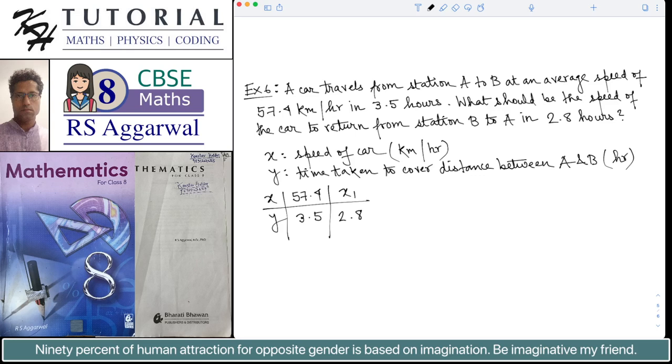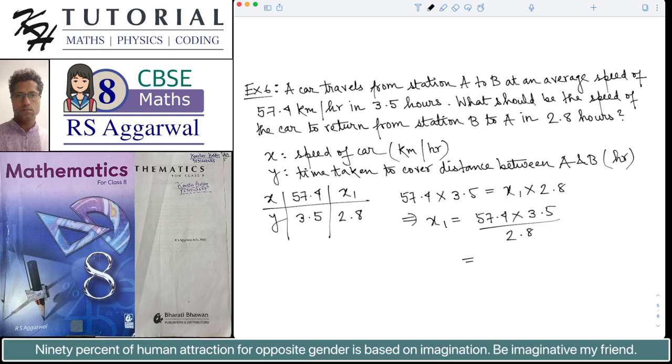So clearly we know that since the quantities x and y are varying inversely with each other, we must have the product of the corresponding values be equal. So we must have 57.4 multiplied by 3.5 equal to x1 multiplied by 2.8. So this implies x1 is equal to 57.4 multiplied by 3.5 divided by 2.8.